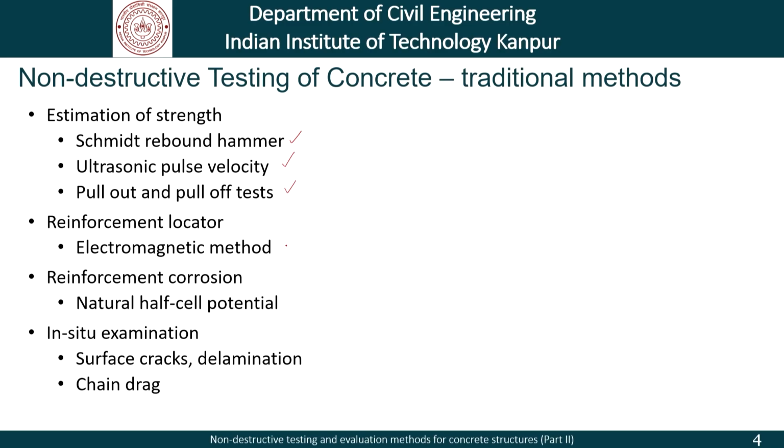As far as our discussion today is concerned, we'll talk about the electromagnetic method in the reinforcement locator. We'll talk a little bit about the natural half-cell potential which is used for reinforcement corrosion. The in situ examination using chain drags or delamination is something which we will not talk about, but we must remember that we did spend some time talking about the measurement of surface cracks using the crack gauge.